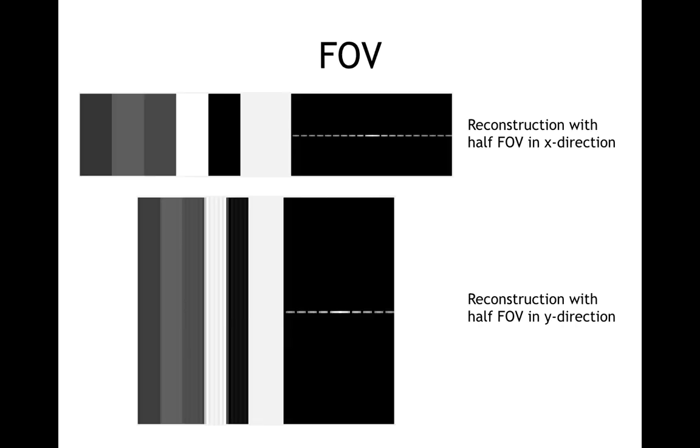Finally, I played with the fields of view of the reconstructed images. The figures show the reconstructed images with half of the spatial field of view in the x and y directions respectively. We can notice that the reconstructed images are stretched along the direction in which we decreased the FOV. This is because the FOV is inversely proportional to the distance between consecutive samples.